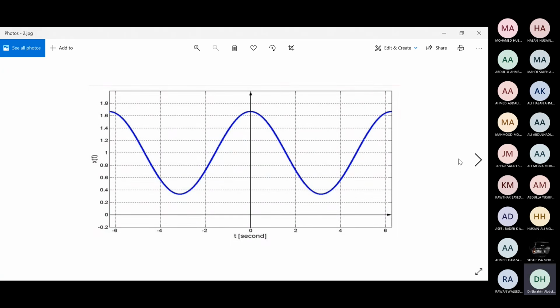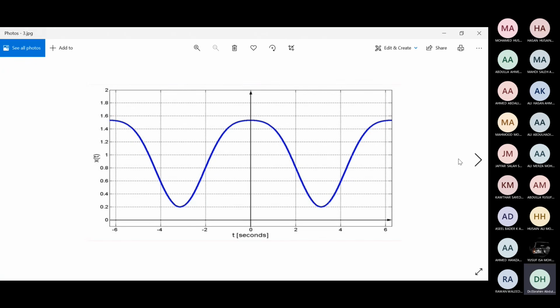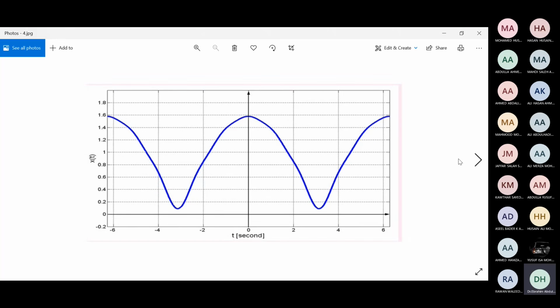Okay, add another cosine with double frequency. So we'll get this one. Add third cosine, okay, with 3 times frequency as original one. If I increase, what do we get? Triangle wave.